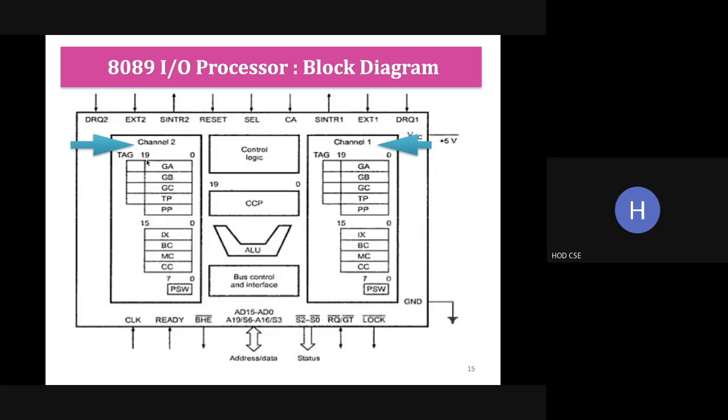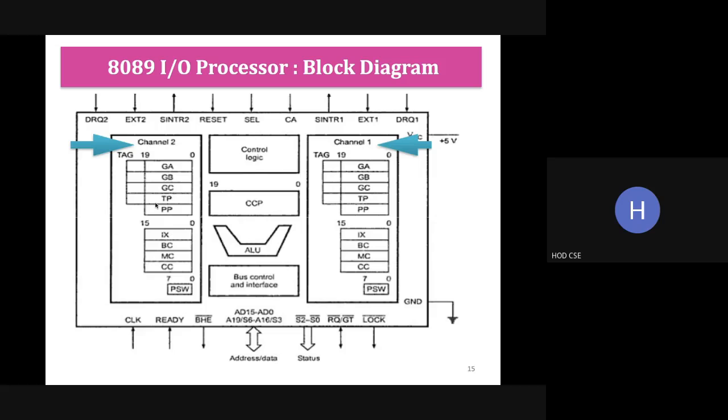So let's see about the channels here. Every channel will have a set of registers. Here we have a set of registers, and the same registers are available in channel 1 also. The registers are divided into two groups. The first one is the 20-bit registers, and the second group is the 16-bit registers. The top one is the 20-bit registers, and the bottom one is the 16-bit registers. Here PSW is the program status word. It is nothing but the status register. So let's see about the 20-bit registers.